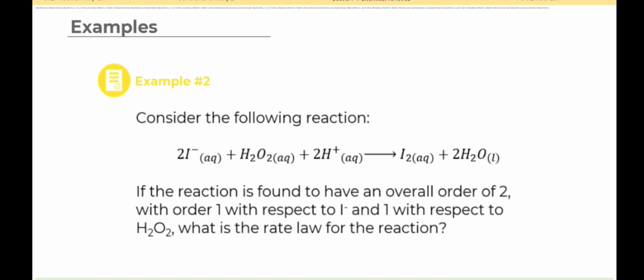Example 2. Consider the reaction of 2 moles iodide plus 1 mole hydrogen peroxide plus 2 moles hydrogen ion yielding 1 mole iodine plus 2 moles water. If the reaction is found to have an overall order of 2, with order 1 with respect to iodide and 1 with respect to hydrogen peroxide, what is the rate law for the reaction?